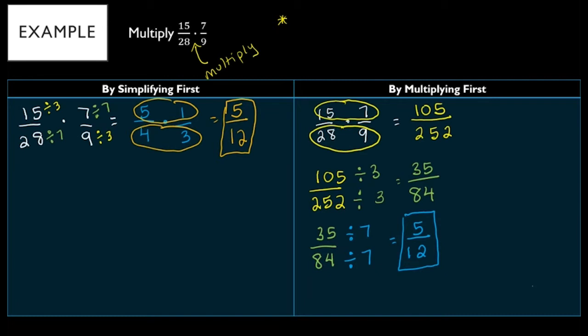So this is why I tend to use the method on the left, where I will try to simplify or reduce first before I multiply, because it actually is easier than multiplying first and then trying to reduce. Are there any questions?